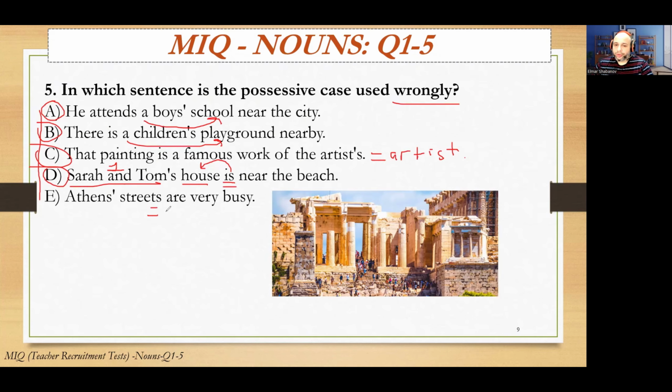Okay, streets plural, are. So this is okay. They agree. Verb and the subject, they agree. But Athens, although it ends with an S, it is in the singular. It's one city. So that's why, by the rule with the singulars, we add apostrophe S, and it's pronounced as "is." So we need to say Athens's streets are very busy. So the incorrect option is E here. We need to choose E here in this test.